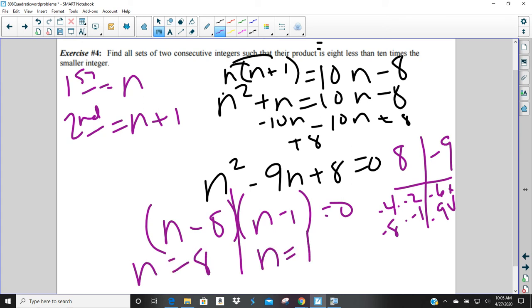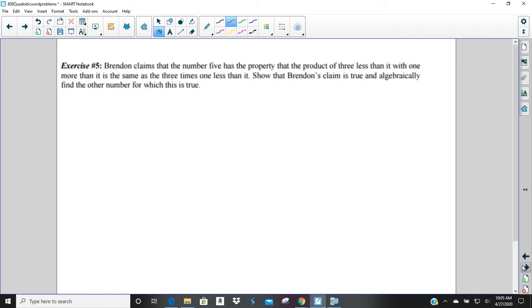So what are the two sets? There are two sets. We can have 8 and 9, and we can have 1 and 2. Because the solution, n was both 8 and 1. So therefore, the solution is 8 and 9 and 1 and 2. Okay, I believe I have one more set of questions.